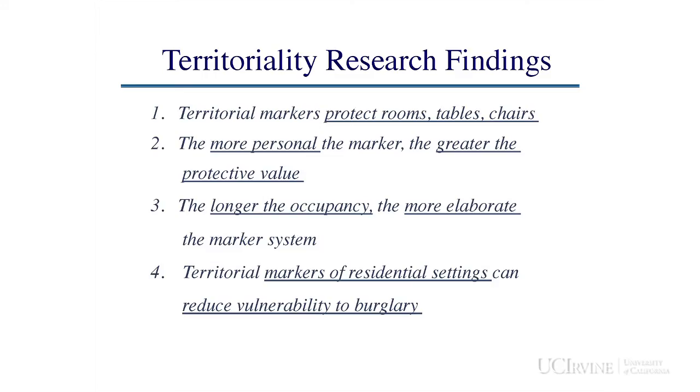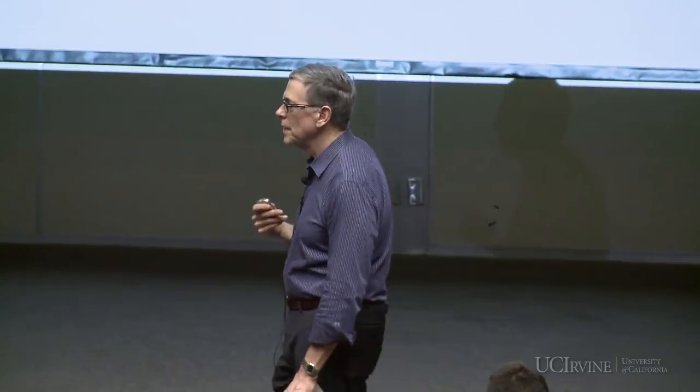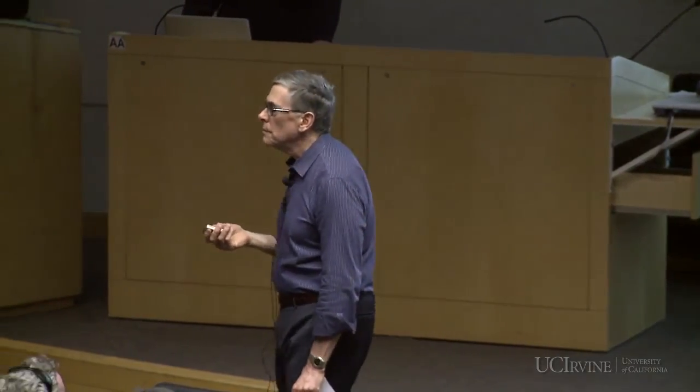The longer the occupancy, the more elaborate the marker system. So as people reside in a particular territory longer, they get more differentiated and more nuanced in how they mark that space and keep it their own. And finally, territorial markers of residential settings can reduce vulnerability to burglary. And we're going to see later in the course from a study done in Utah that when a walkthrough of neighborhoods was done and different physical features of homes were recorded, like whether they had fences or hedges around them, whether they had personalized nameplates on the door, there were a number of features that were associated with lower burglary rates. And also when they showed pictures of these different homes in Salt Lake City to people that had been convicted of burglary, those former burglars were very good at sort of picking out which homes they would hit, which homes they'd avoid, because of certain cues that conveyed greater territorial defense.